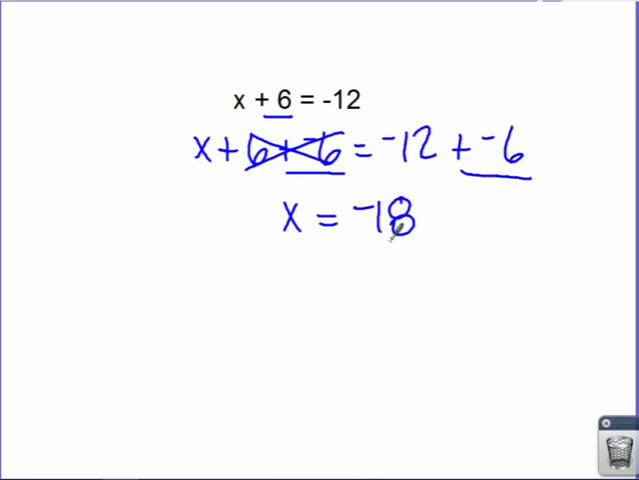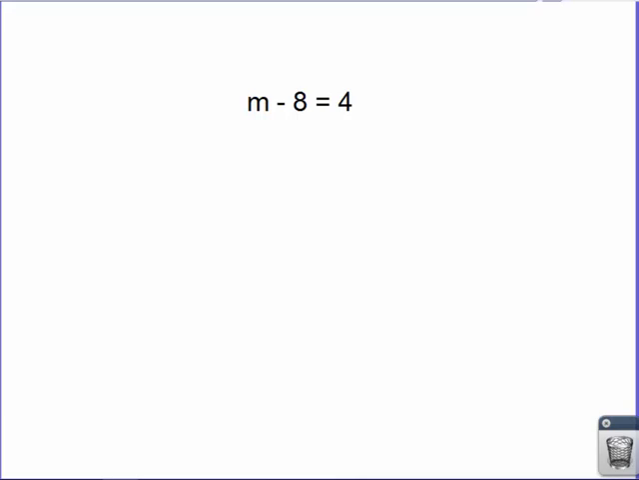Now, intelligent people take this number and plug it back into the equation just to see if we get it right. So if I plug that back in, I would end up with negative 18 plus 6. Does that equal negative 12? And yes, it does. And that's what we're doing today, we're just solving equations. So let's do another one real quick. On this one, we've got m minus 8 equals 4.